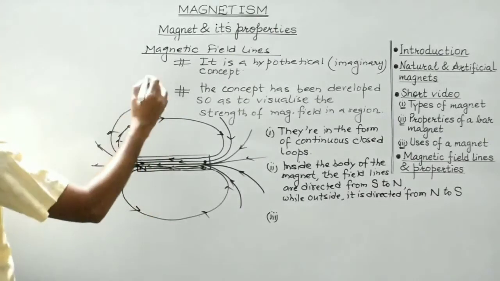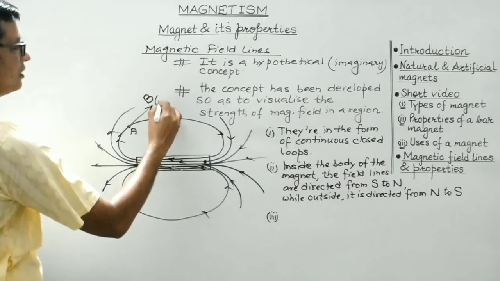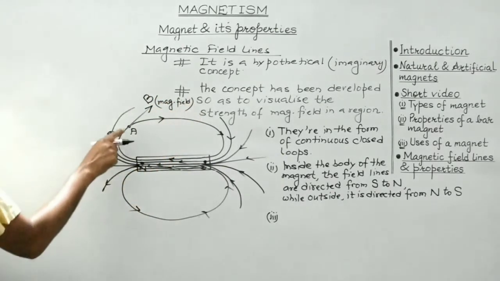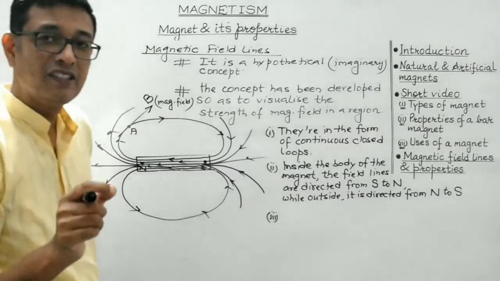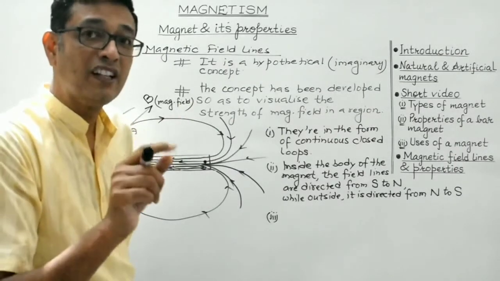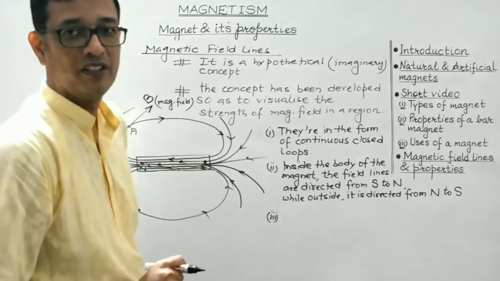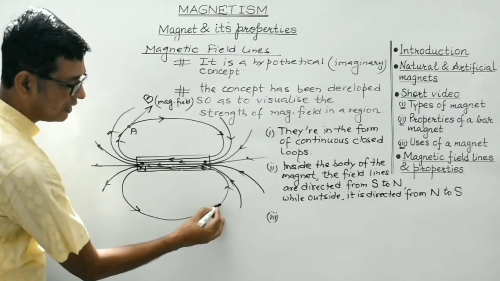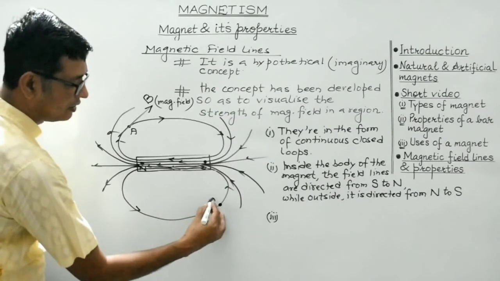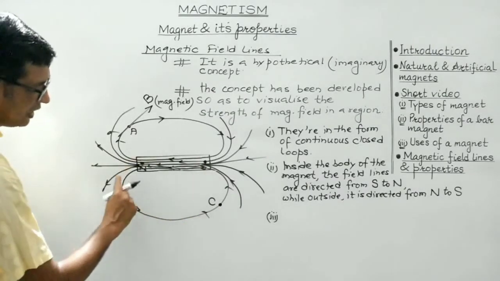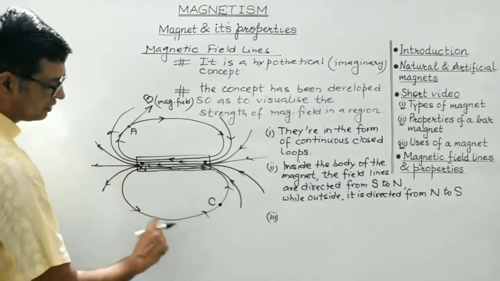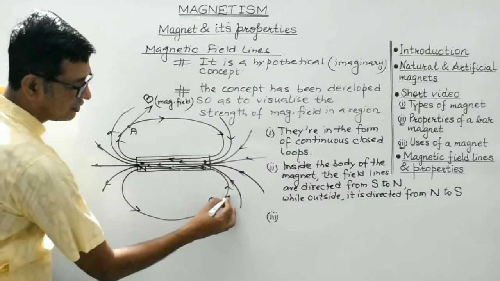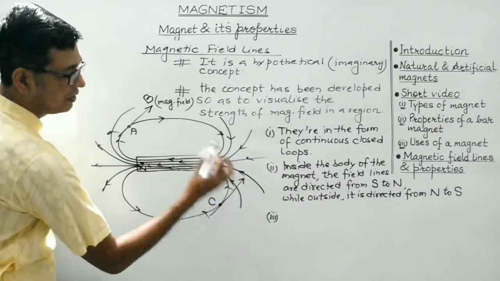This is B. B stands for magnetic field. This is the magnetic field, suppose. So the direction of the magnetic field at a point is given by drawing a tangent at that particular point. Clear? Suppose you want to find the direction of the magnetic field at point C. Then the magnetic field line at point C is along this direction. So at point C, you will draw a tangent like this. This will be the direction of the magnetic field.